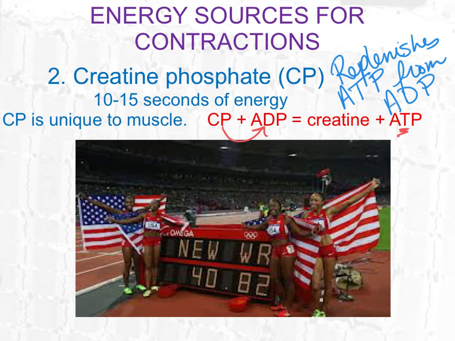Okay, so if we think about a really fast race, like a 100-meter dash, for instance, that is going to use ATP stores first, and then it's going to use creatine phosphate for the energy to get through that very fast race. So this is an additional 10 to 15 seconds. So we're up to about 20 seconds of muscle fuel with ATP storage and then creatine phosphate.